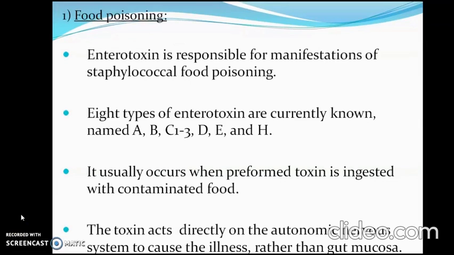Enterotoxin is responsible for the manifestation of staphylococcal food poisoning, and there are almost 8 types of enterotoxin that are currently known, and they are named A, B, C1, C2, C3, D, E, and H. It usually occurs when preformed toxin is ingested with contaminated food. The toxin acts directly on the autonomic nervous system to cause the illness rather than on the gut mucosa.